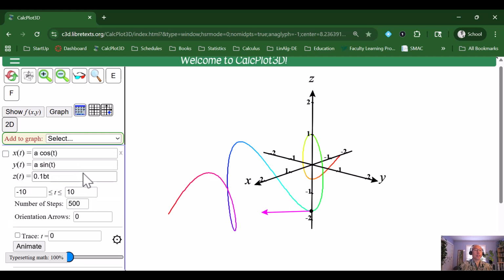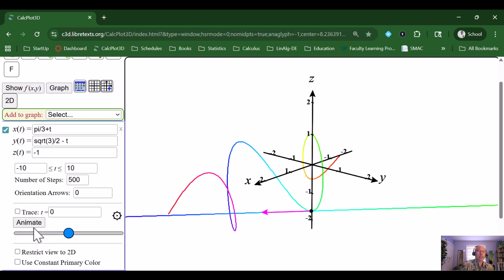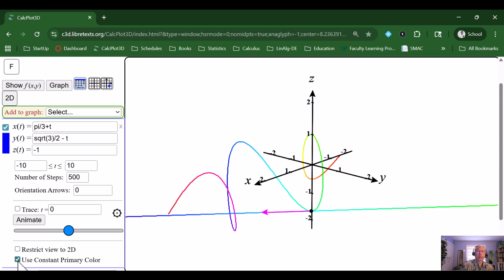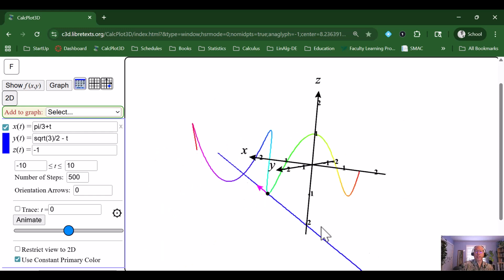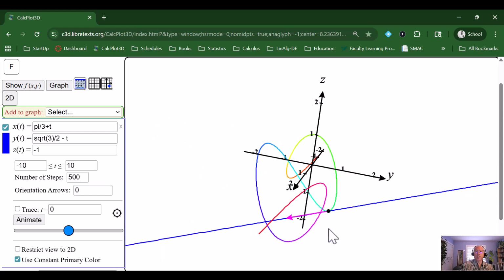We'll draw a space curve. Our first component is pi over 3 plus t. Our second component is the square root of 3 divided by 2, and then we'll subtract the t, and then the other one is just constant. All right, let's take a look at the graph. Let's do this in just primary colors. So here we go. It is the tangent line at that point.